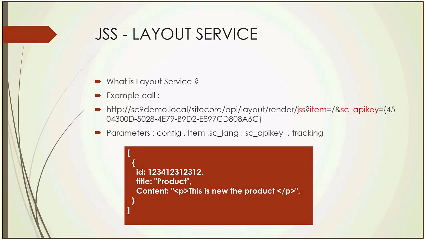We also have the sc_apikey. The API key is the string that you previously configured. It is a Sitecore item with the key, basically. And you also have the tracking parameter. This parameter enables or disables the analytics tracking for the layout service, and the default is true. As you can see in the example, the layout service returns a JSON result.